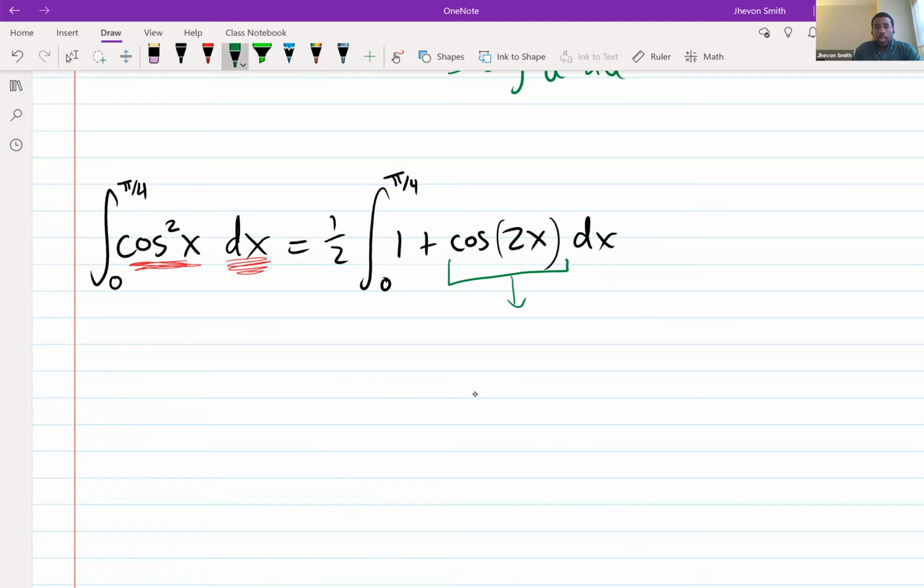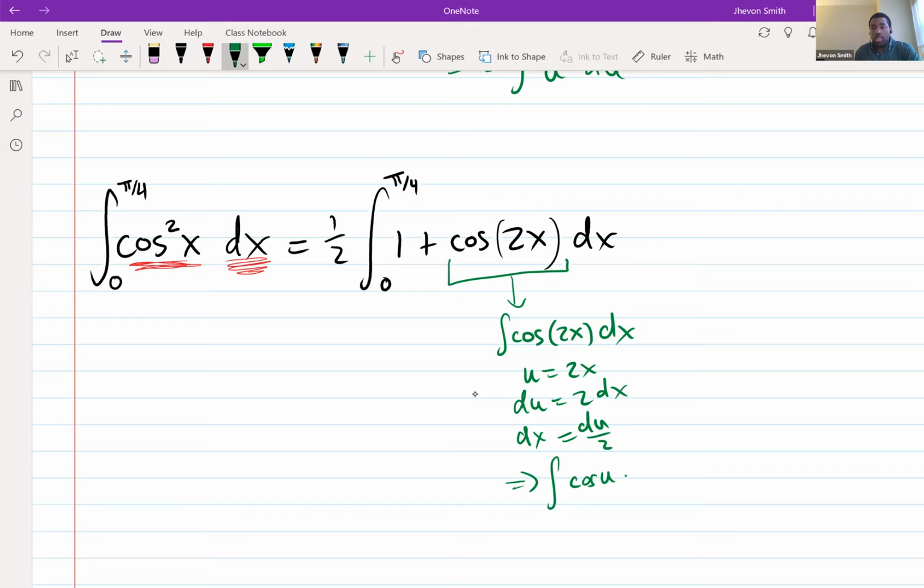So if you want the integral of cosine of 2x, a substitution u equals 2x is what would work here. Your du would be 2dx, and so your dx would be du over 2. You'd go and you plug that into the integral. You would get cosine of u times du over 2. Now that derivative plays very nicely with the integral. In fact, it's just a constant, which we know we can factor constants out. That's not an issue.